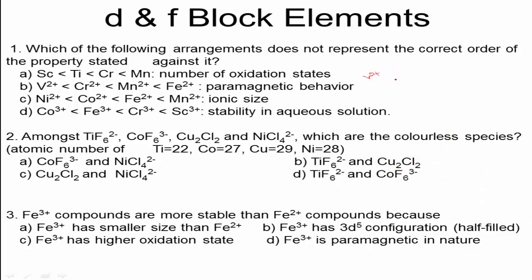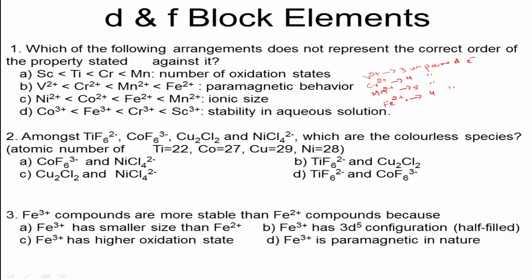here V2 plus contains 3 unpaired electrons. Similarly, Cr2 plus contains 4 unpaired electrons. Next, Mn2 plus contains 5 unpaired electrons. Next, Fe2 plus contains 4 unpaired electrons.